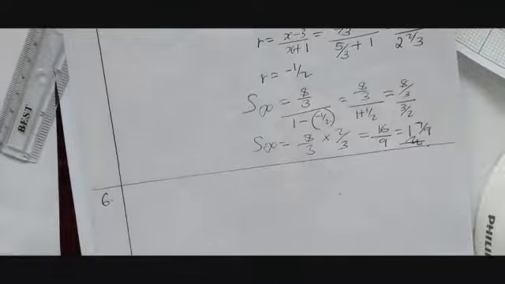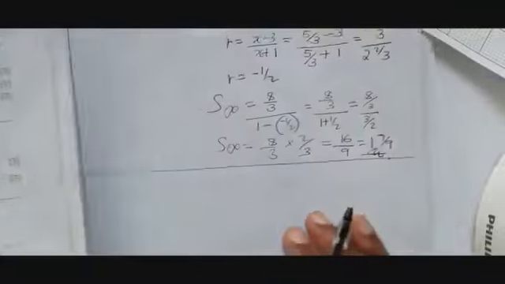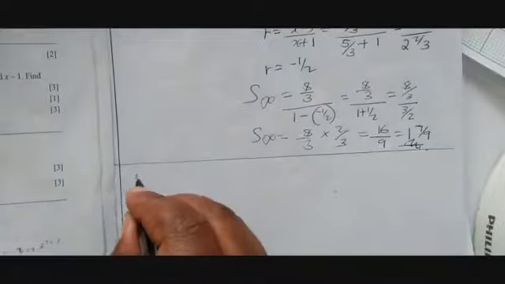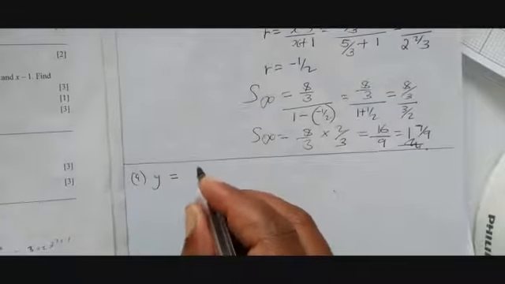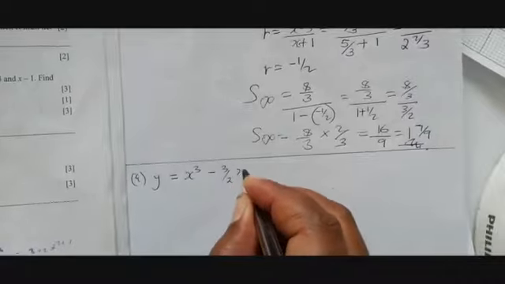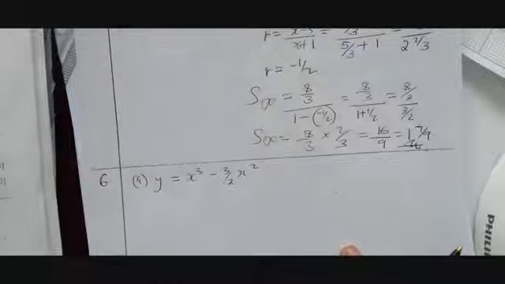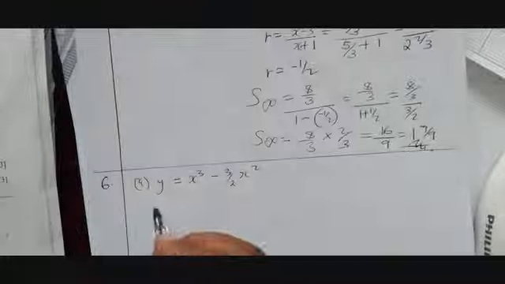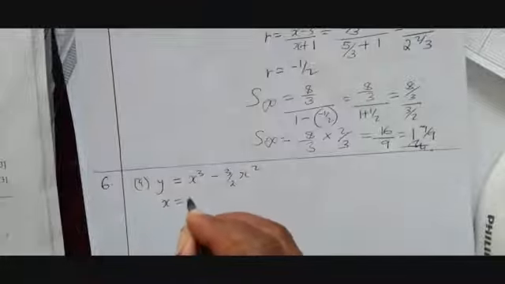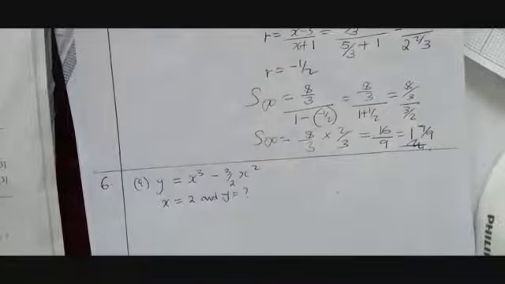We are saying the equation of the curve is y is equal to x to the power 3 minus 3 over 2 x squared. A, find the equation of the normal where x is 2. Okay, so now before you find the equation of the normal, we have been told that x is 2. All right, and what is y? Y we don't know, so we need to find y first.